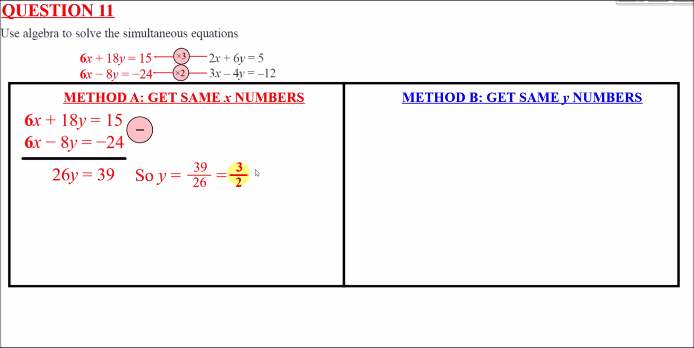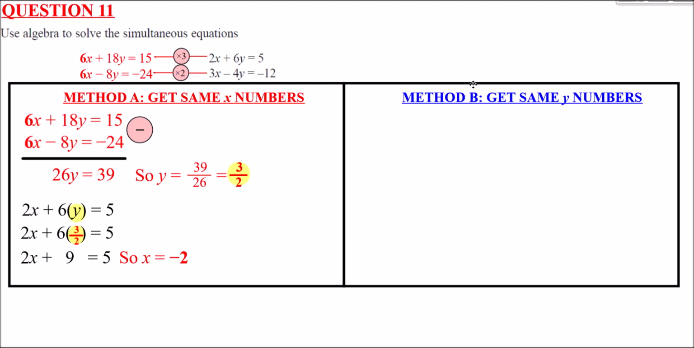Now I know that y is 1.5 or 3 over 2, I can plug this back into one of the initial equations to generate a value for x. If I put this back into the top equation, 2x plus 6y equals 5, replacing y with 3 over 2, then 6 times 3 over 2 gives 9. So 2x plus 9 equals 5. Subtract 9 from both sides, gives me 2x is minus 4, then dividing by 2, x has to be negative 2. So x is negative 2 and y is 3 over 2.